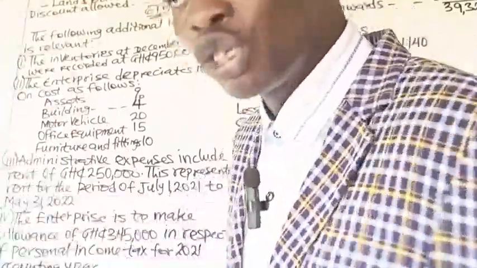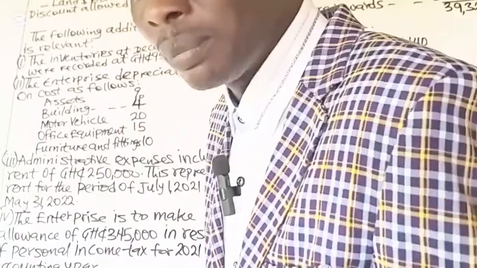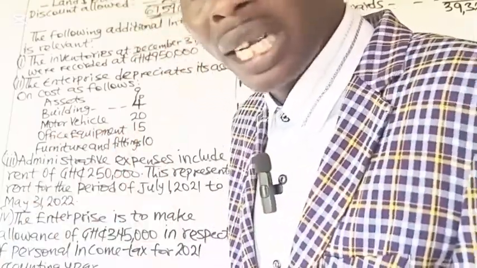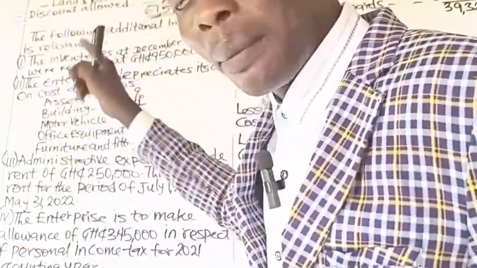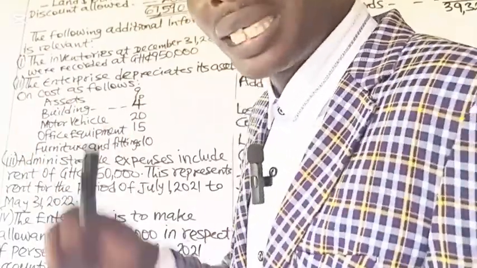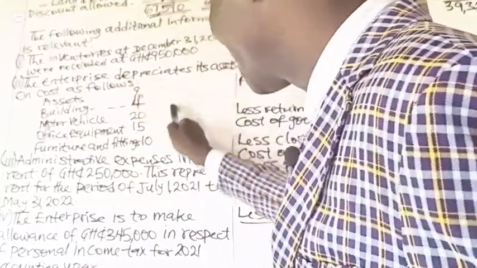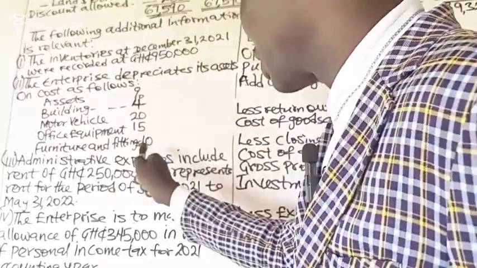Accumulated means up to date. You accumulate it up to date. To accumulate your depreciation up to date, you have the depreciation given in the trial balance plus the depreciation charge for the year. I've told you, these are the depreciation charges for the year.